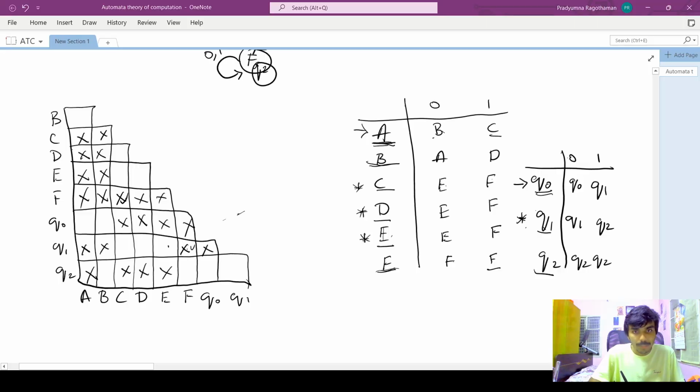So Q2 and B. A and Q2, we just marked it, so we can mark this as well. F and Q2, we cannot mark this. Let's go to Q2 and Q0. Cannot say Q1 and Q2. Let's see, Q1 and Q2.